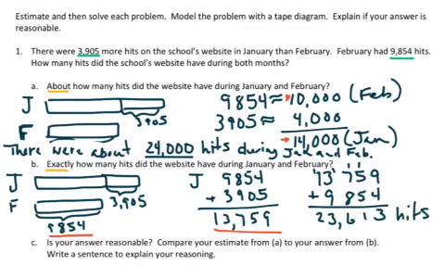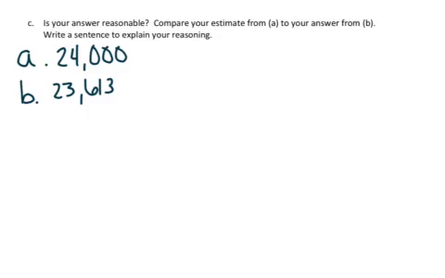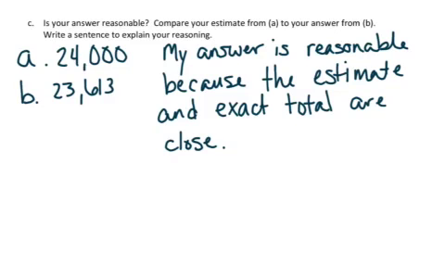So part C says, is your answer reasonable? Compare your estimate from A to your answer from B and write a sentence explaining your reasoning. Okay, so I'm going to do that on the next page. Oh, let me get a new page in there. So bringing the information over, for part A, I had an estimated total of 24,000 hits. And for B, I had an actual total, or the exact amount, of 23,613. So I'm going to write what my explanation is, and my explanation says my answer is reasonable because the estimate and exact total are close. So they're two numbers that are pretty close to each other. So the closer those numbers are, the more accurate your answer would be.